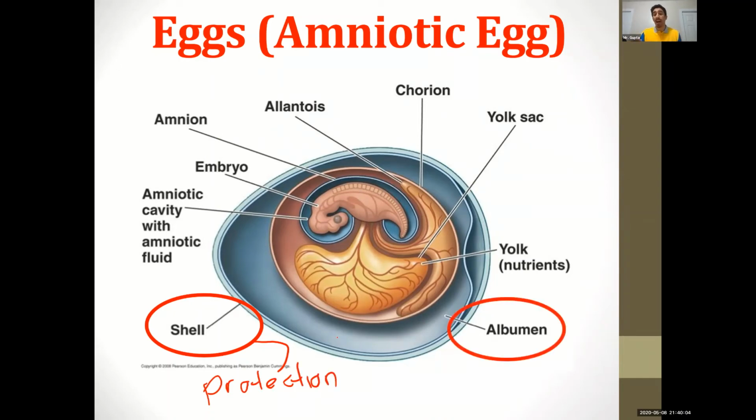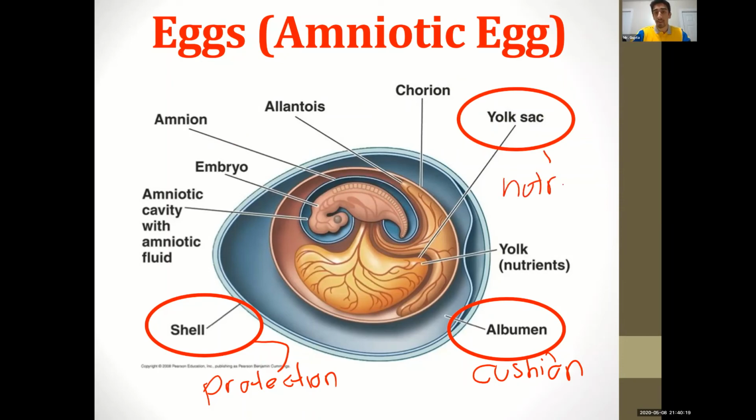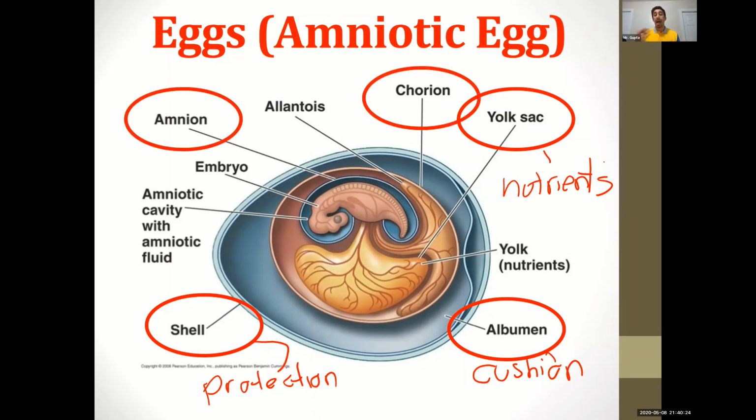There's an albumin, and that albumin is the liquid structure inside the egg that acts as a cushion. There's the yolk sac, which provides nutrients. So I'm just writing one word for each part of the egg to get a better understanding. There's the amnion and chorion. Those are involved in gas exchange. So exchanging carbon dioxide and oxygen. Once again, this embryo is inside an egg. So in order to exchange oxygen and carbon dioxide, it has to be able to do so. And the amnion and chorion help with that.